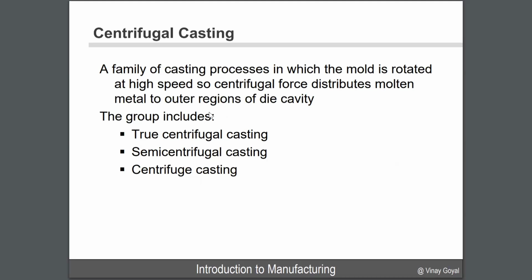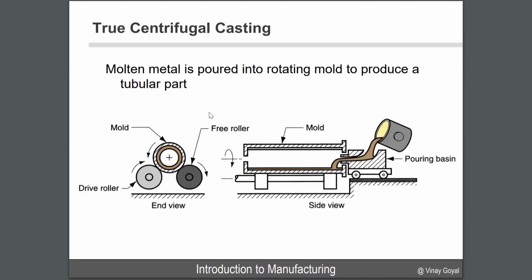Now, there are three groups that people use: the true centrifugal, the semi-centrifugal, and the centrifuge casting. So those are the three that you may hear. Let me go through true centrifugal casting. So the molten metal in this case is poured into this rotating mold. This is obviously a side view. And this piece right here is this one right here, okay?